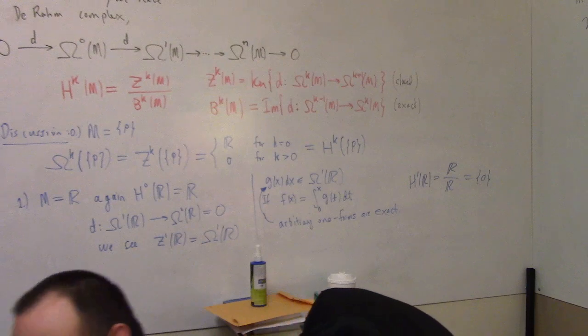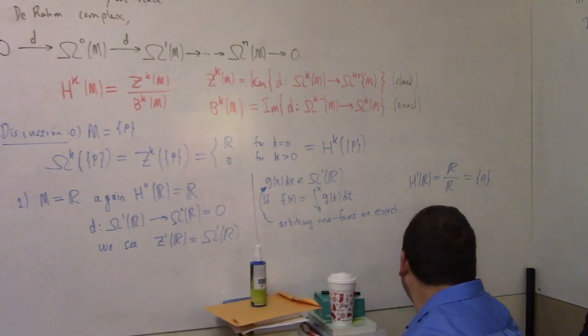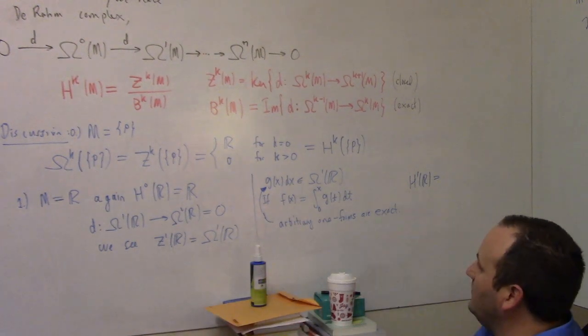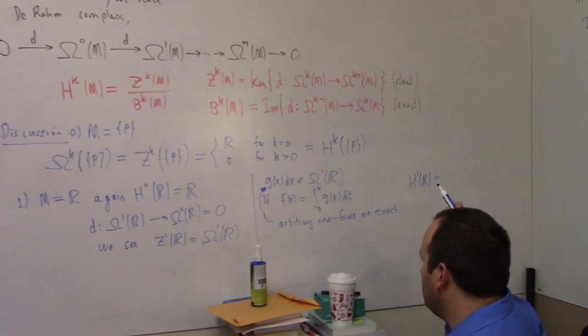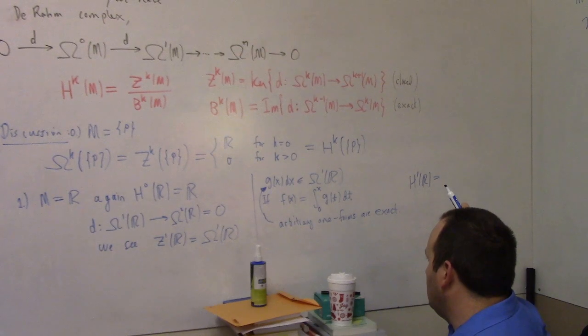Sorry, must be hard to watch me today. Let's see here. So the point was that it's like omega 1 of R for omega 1 of R, right.